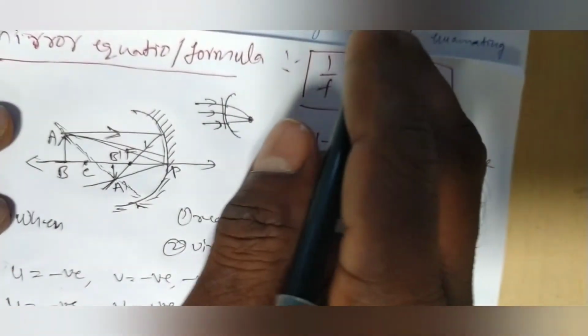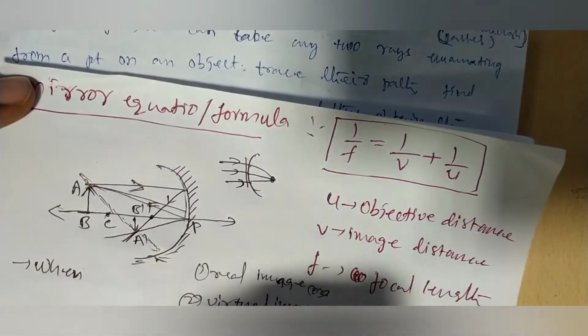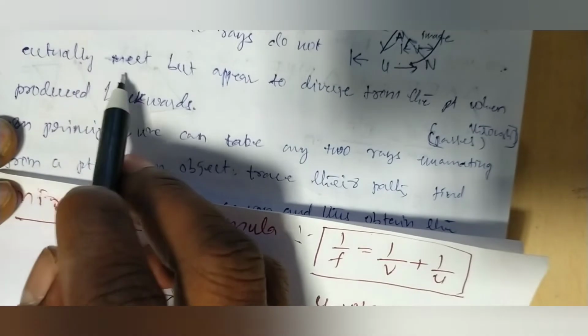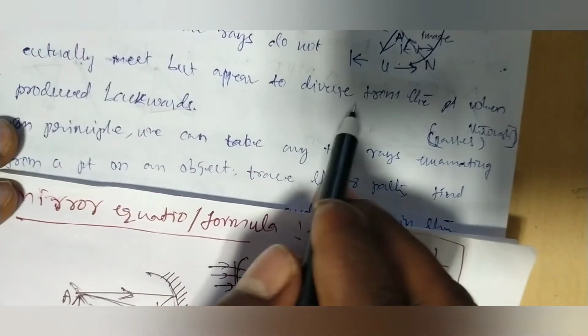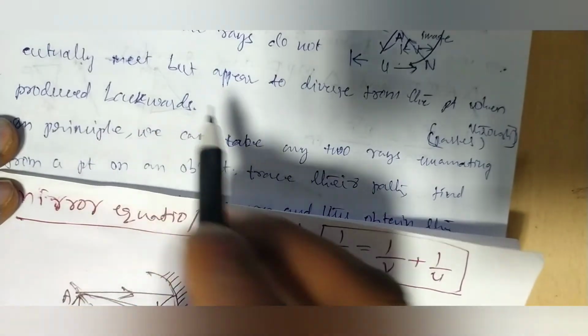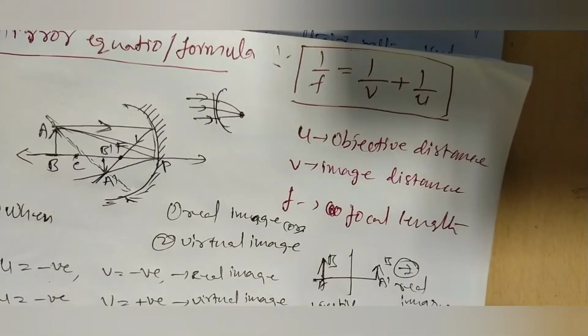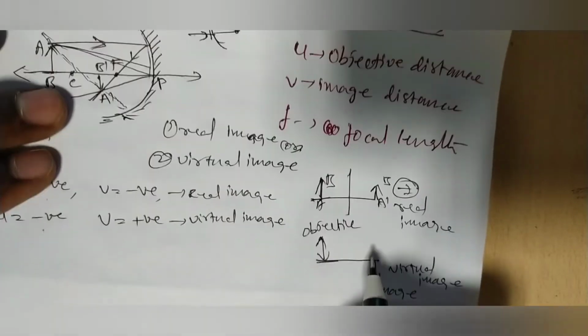Okay, that is how we can explain the forming of an image. That is how we form a real image. See here, a virtual image does not actually form but appears to diverge, produced backward, that is reversed, downwards. You form the image at the back, that is a virtual image.